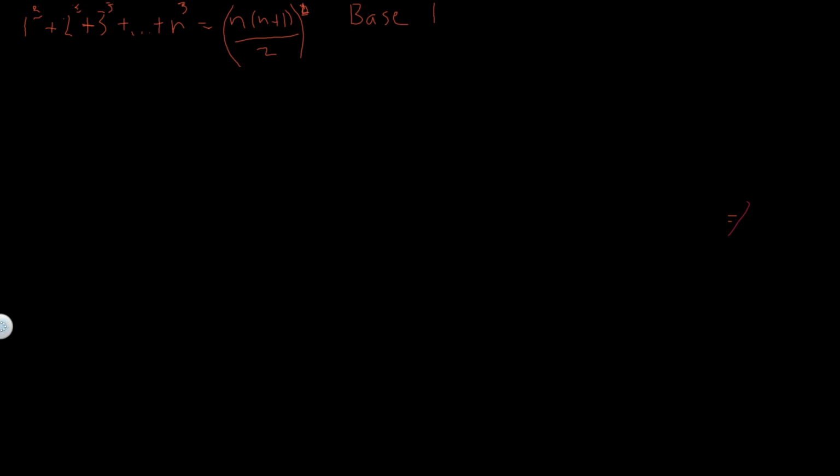And what is 1 cubed? Well, 1 cubed is just 1, so great, that's the left side. What is the right side? Well, the right side is 1 times 1 plus 1 divided by 2, quantity squared. And what does that equal? Well, 1 plus 1 is 2. 2 times 1 is 2 over 2 equals 1, and then we square it, and that equals 1. So yes, that's a check. We could do the same thing with 2 and with 3, but we're not going to for this. This is our base case.